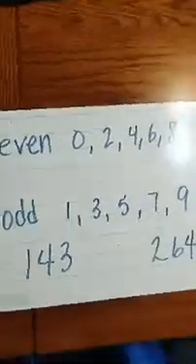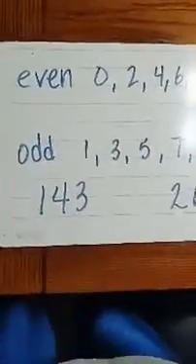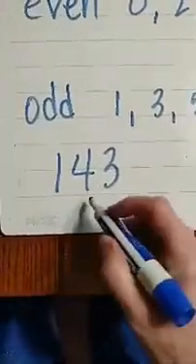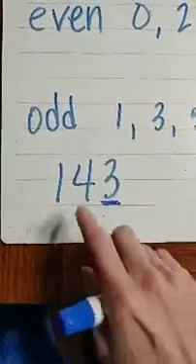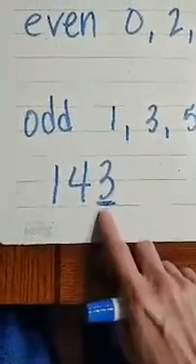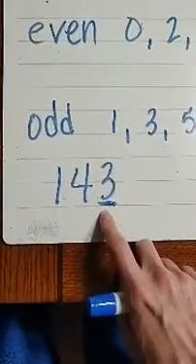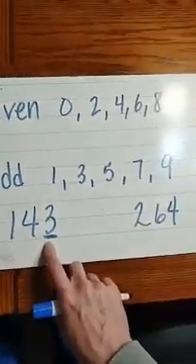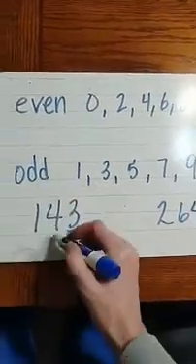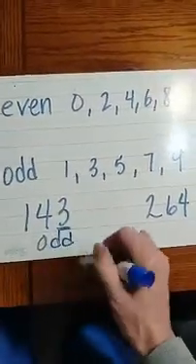Okay, now I also said, in order to decide if a number is even or odd, let's look at this number. We look at the last number. We look at this one right here. We don't look at this one. We don't look at this one. We only look at this very last number. Okay? And we say, is that even or is that odd? So I look up here. I see 3 is in my odds, so this is an odd number.